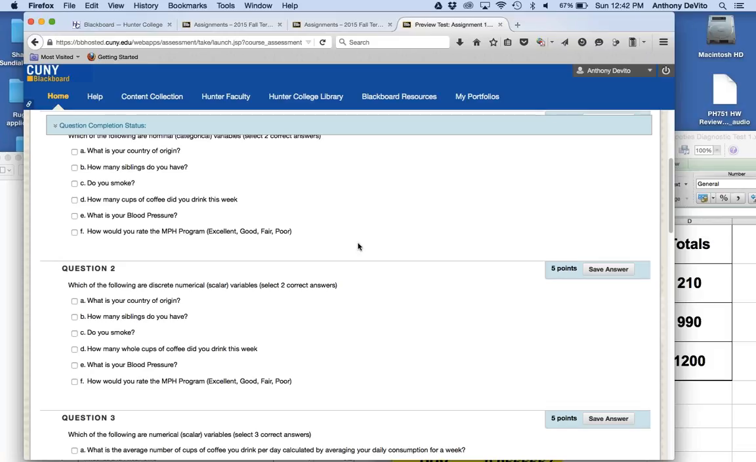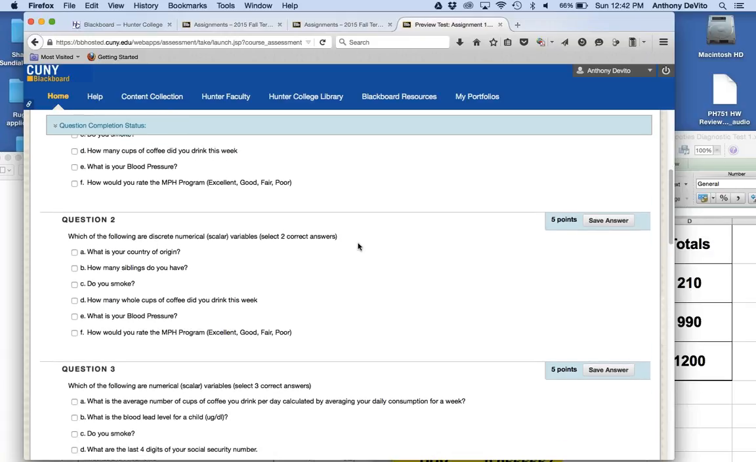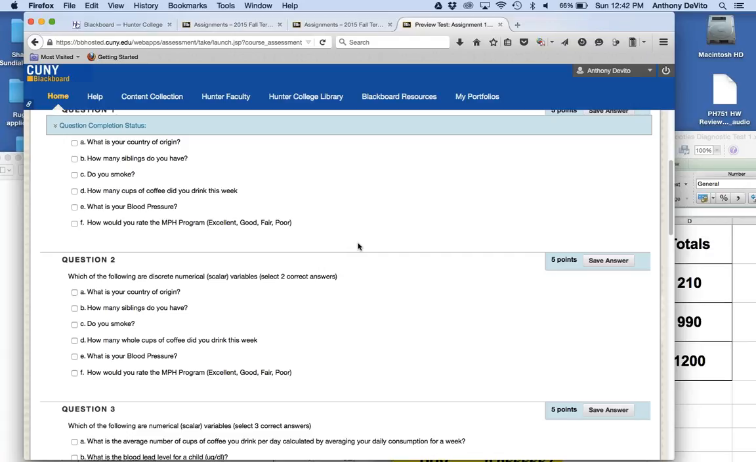And in fact, SPSS only gives you those three choices: scale, which is what it calls numerical, nominal, and the third one, which I haven't mentioned yet, which was ordinal. Now, ordinal gets a little bit tricky.